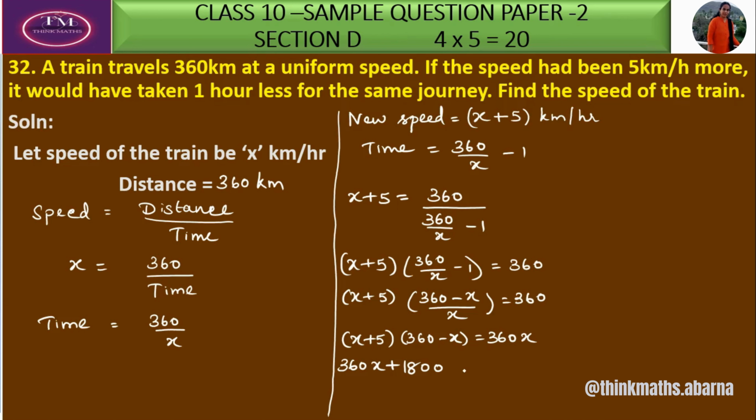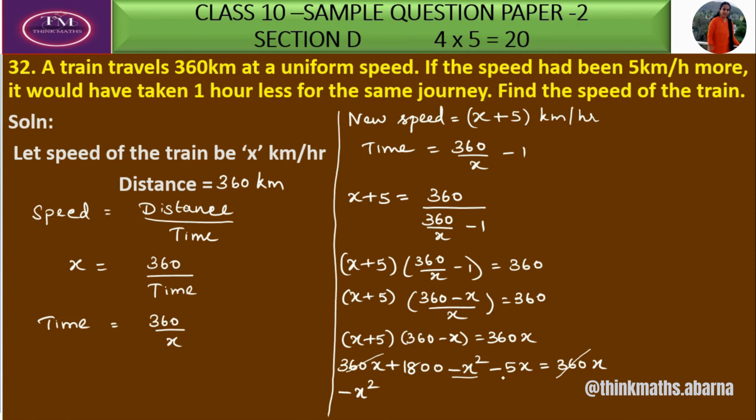So minus x into x is minus x square, plus 5 into minus x is minus 5x, equal to 360x. Now what is x square? It is minus x square. Now collect the x terms. Here we have plus 360x, and the same 360x is on the other side. So what happens? This gets cancelled.